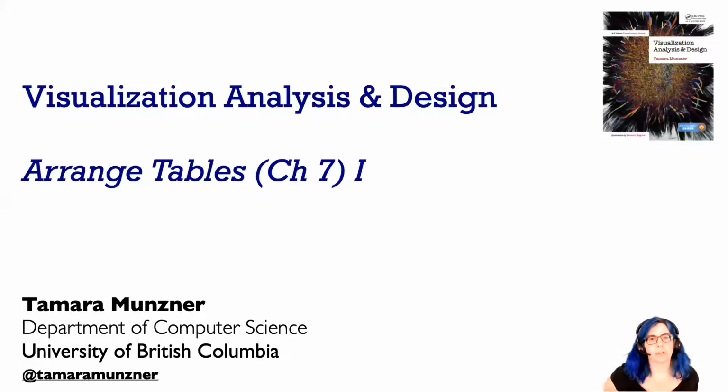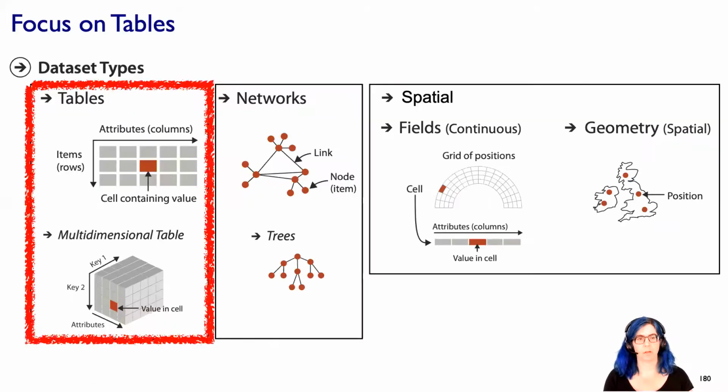Returning to visualization, analysis, and design, let's talk about how to arrange different data sets. We're going to start out with tables. How do we arrange tabular data? So we did talk about three different data types: tables, networks, and spatial data. In this section, we are going to focus on tables.